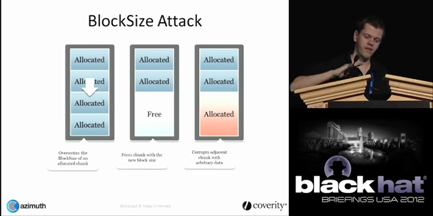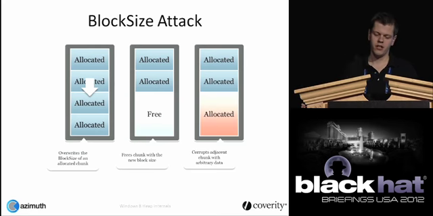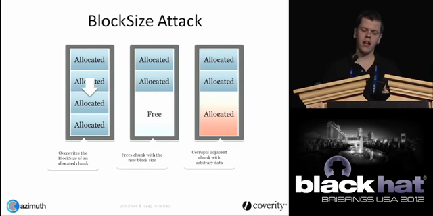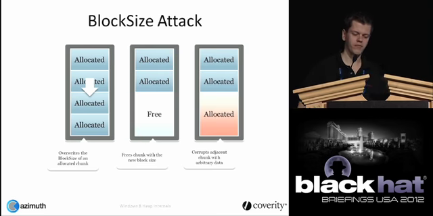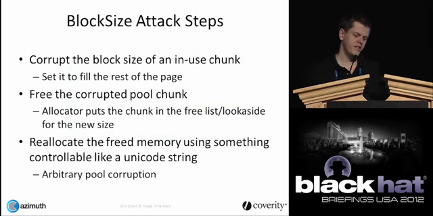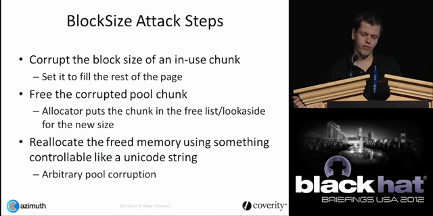So you set this chunk to cover the rest of the page, and then when that is freed, you can reallocate that memory, like using a string, and you can completely or partly control the memory of the allocation that you're attacking. So these are the basic steps here. You corrupt the block size, you free the corrupted pool chunk, make sure that it covers the rest of the page, and reallocate that free memory, like using a Unicode string or something that makes that allocation.